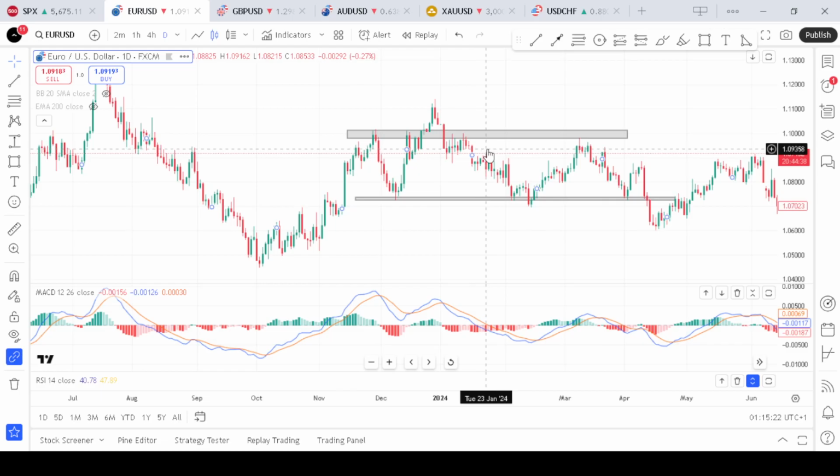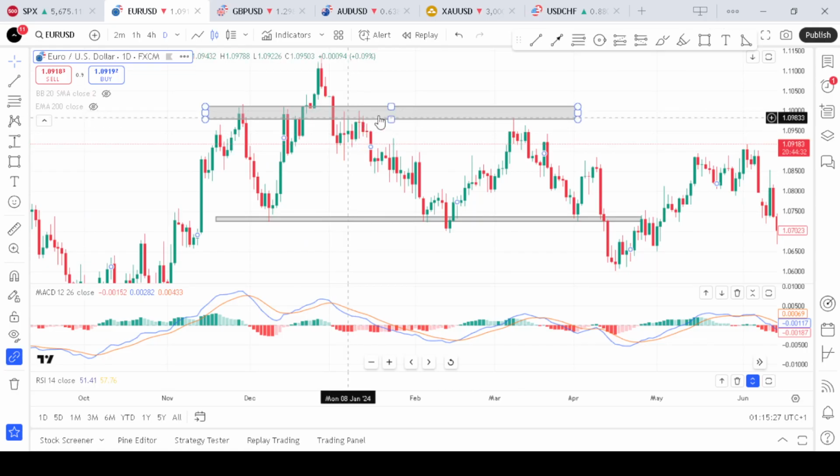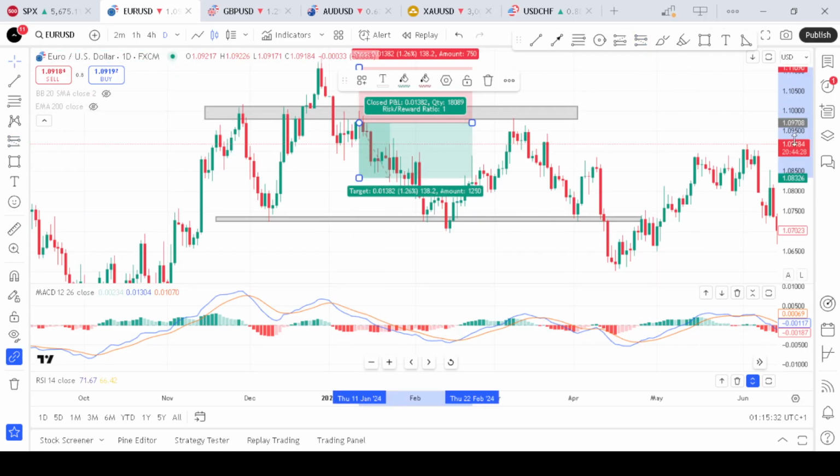In a downtrend market, we look for price to reject from this resistance. As you can see, there are a lot of rejections. These are candlestick rejections from that area. This is a good signal for us to sell this particular trade.